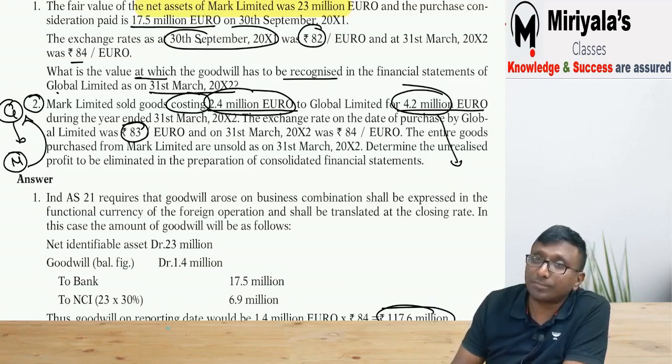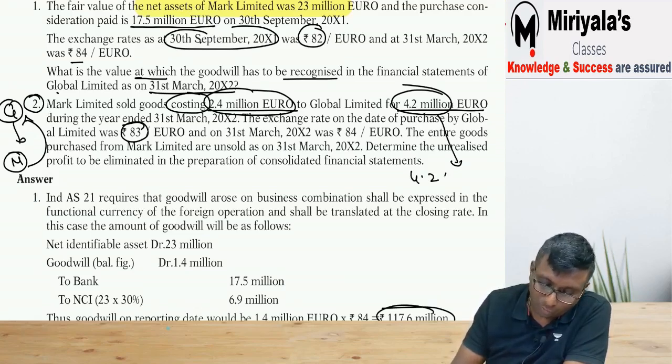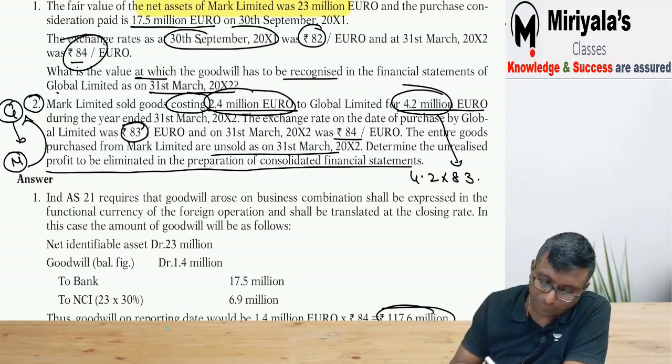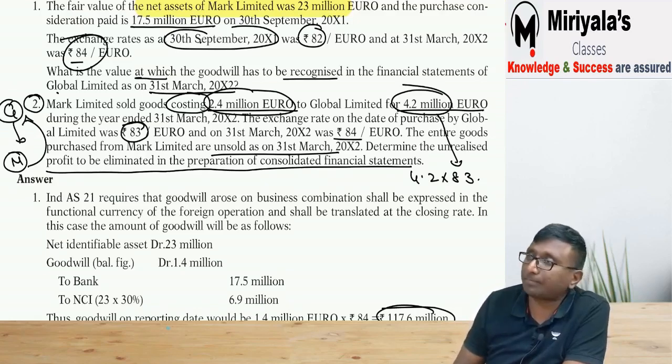What is it that you booked? 4.2 into 83 is what you booked. And on 31st March it is 84. We already know this data. The entire goods purchased from Mark Limited are unsold. Determine the unrealized profit eliminated in the preparation of this one.